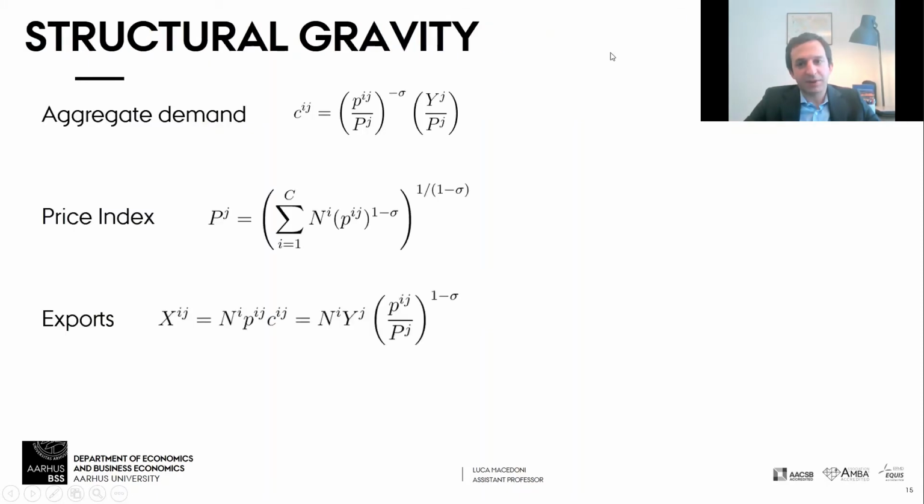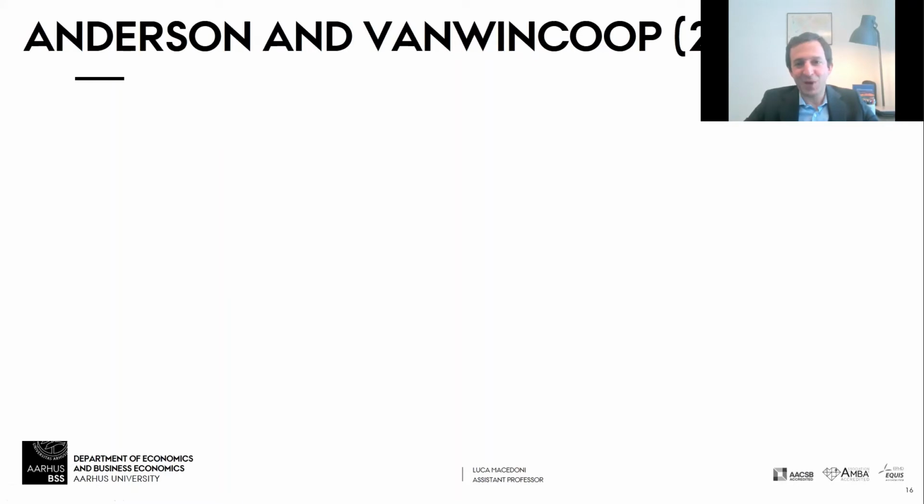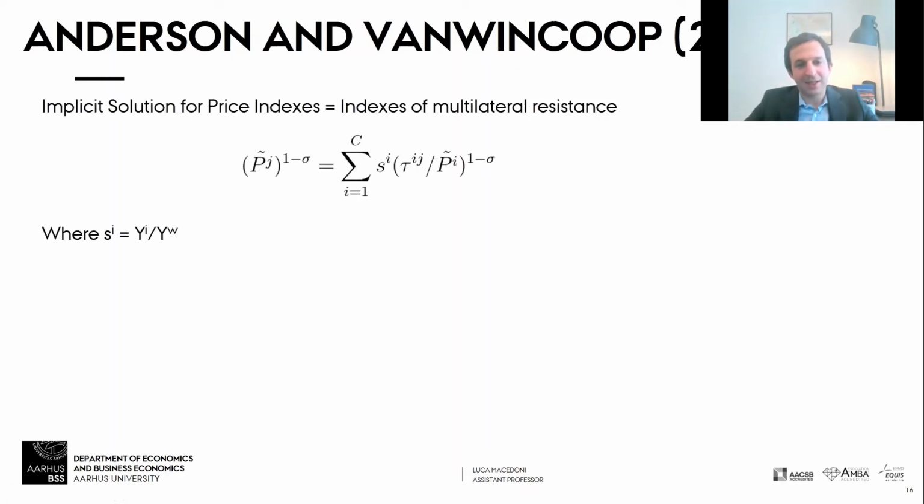Now, what can we make of this? Well, the issue, if we want to know what are the exports from I to J, we need to find a few general equilibrium objects, right? In particular, the price indices. And so don't worry too much on how to actually do that, because Anderson and van Wincoop did it for you. They actually found that the price indices are implicitly solved by this system of equations. You basically have the price index of J as a summation of a function of the other countries' price indices.